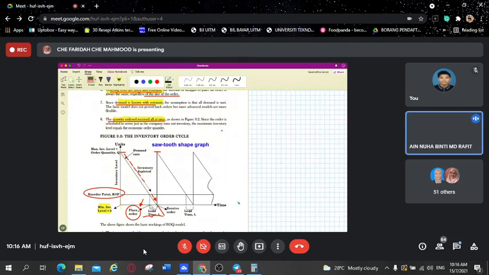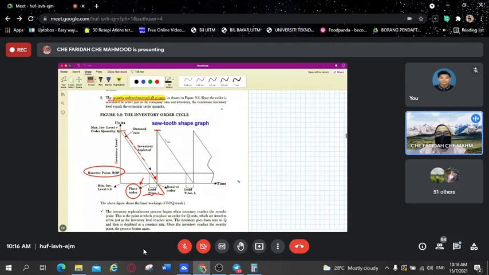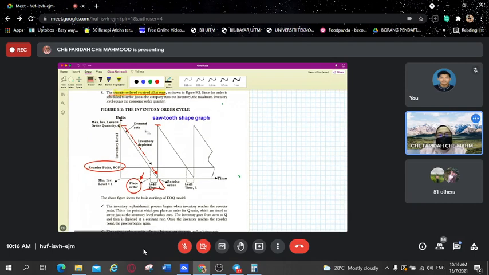Alright. This one actually, for information, this is a sawtooth shape graph, because a sawtooth shape graph is a saw-teeth graph. Okay, you have to understand this concept. Alright, I'm going to do different colors, we use this marker, red and green.